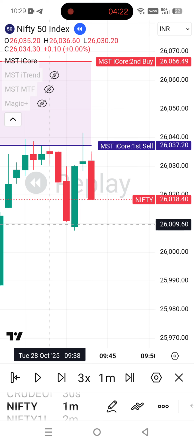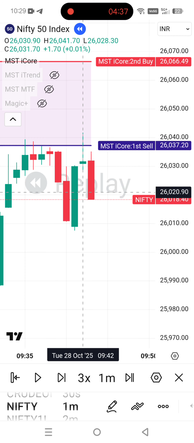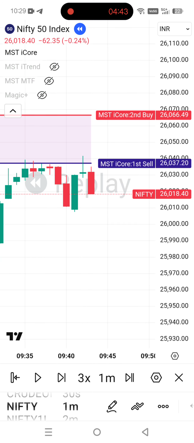We will be waiting for retracement of 50% to this candle. So 26,036, 26,030. Around 26,030, 30 to 35, we will be going for the sell entry, put option buying. So here we got the entry again at 9:42. Since sell got activated, what are we supposed to do?